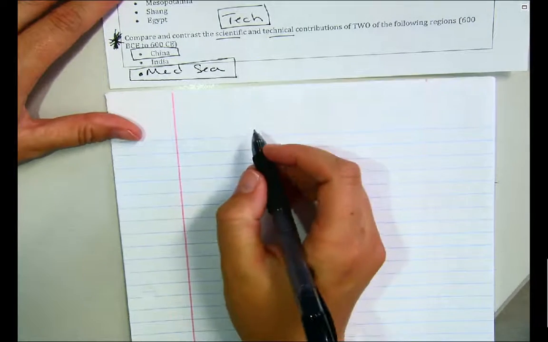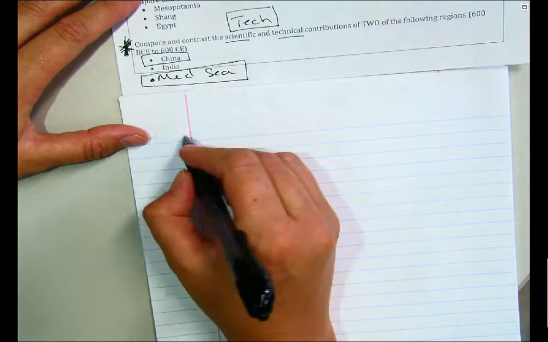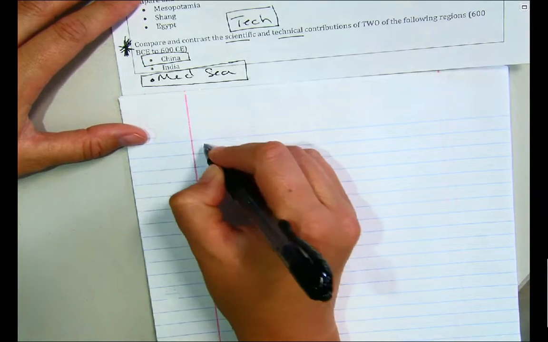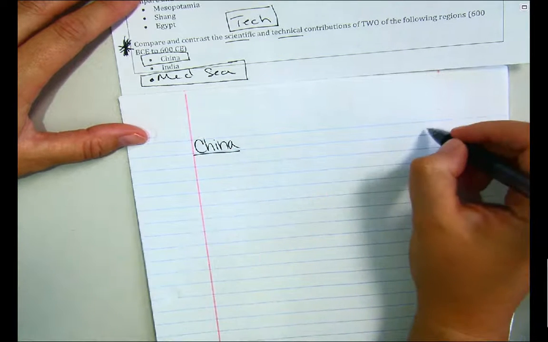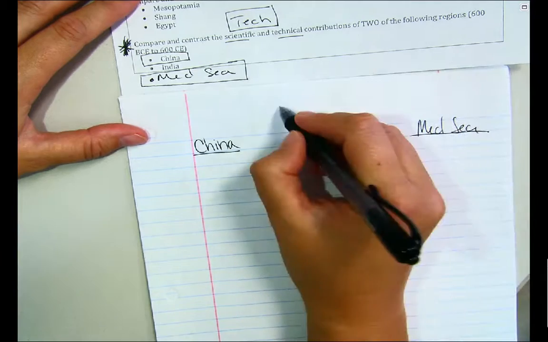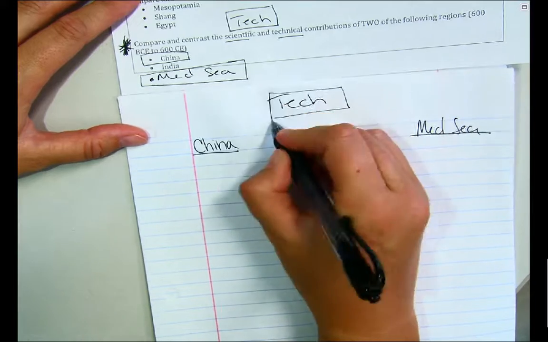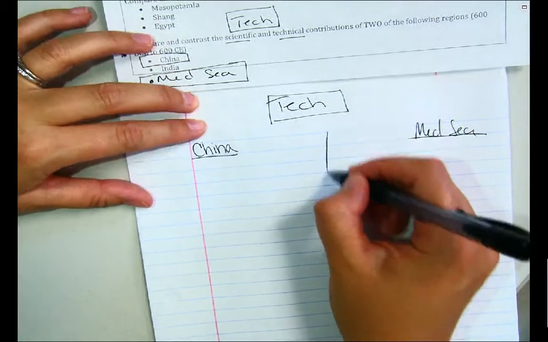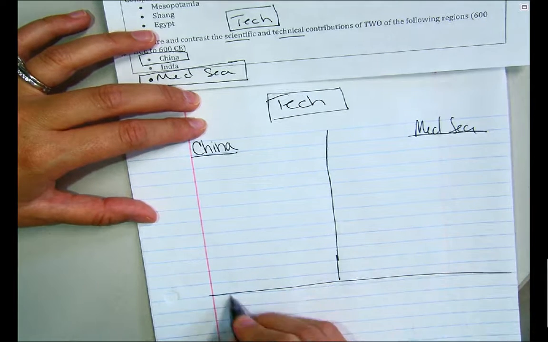Okay, so now we have to do our planning. On an empty sheet, you need to have planning. When you're doing compare contrast, you need to have China on one side, then you need to have Med C. We're looking at technology, so that's our header. And then at the bottom, we will have similarities.